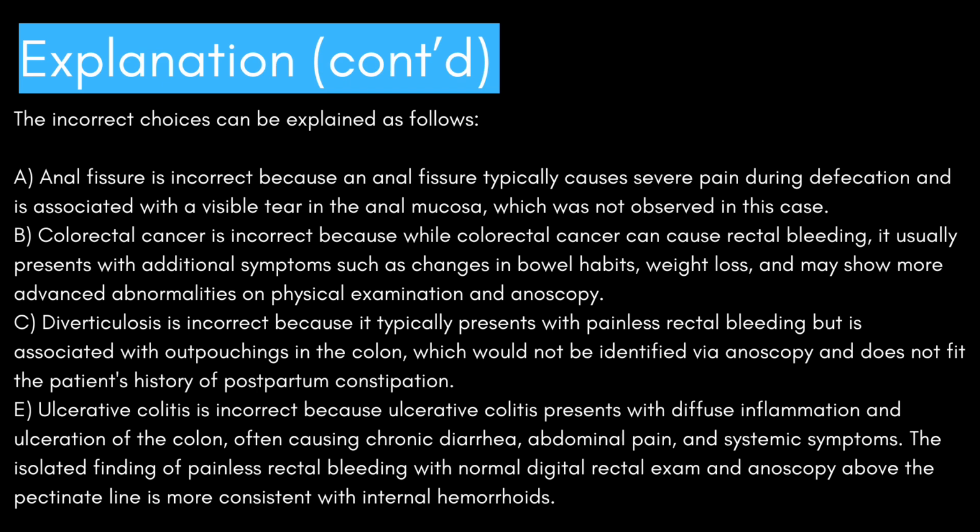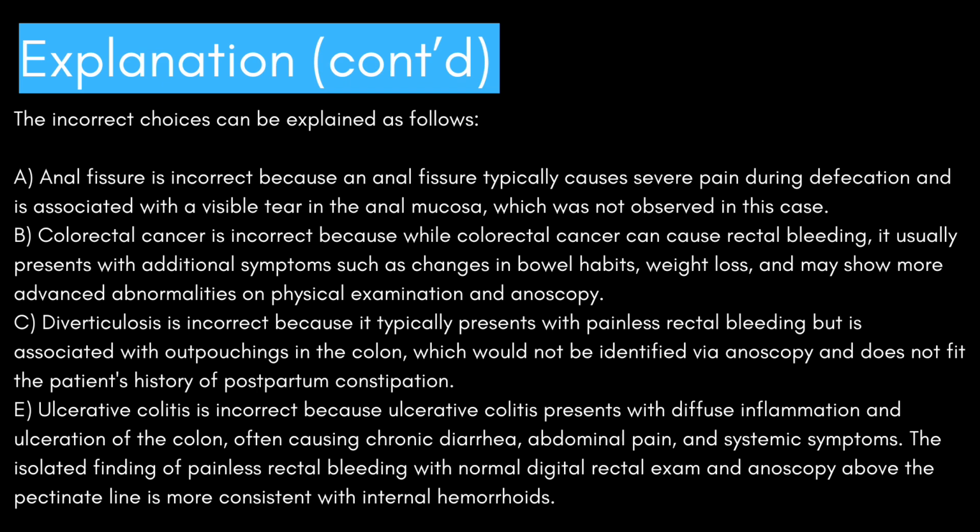C. Diverticulosis is incorrect because it typically presents with painless rectal bleeding, but is associated with outpouchings in the colon, which would not be identified via endoscopy and does not fit the patient's history of postpartum constipation. E. Ulcerative colitis is incorrect because ulcerative colitis presents with diffuse inflammation and ulceration of the colon, often causing chronic diarrhea, abdominal pain, and systemic symptoms. The isolated finding of painless rectal bleeding with normal digital rectal exam and endoscopy above the pectinate line is more consistent with internal hemorrhoids.